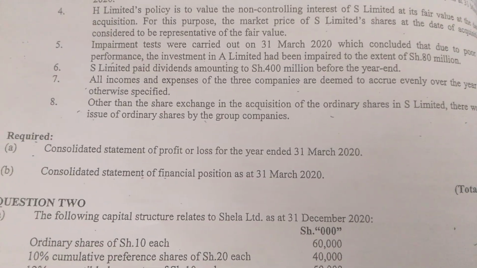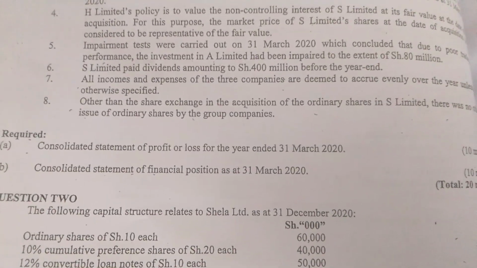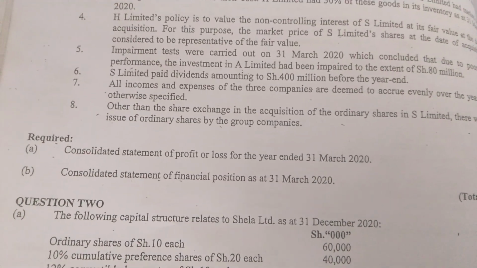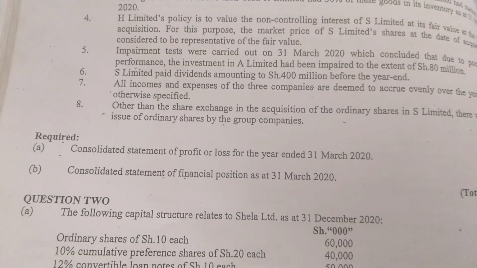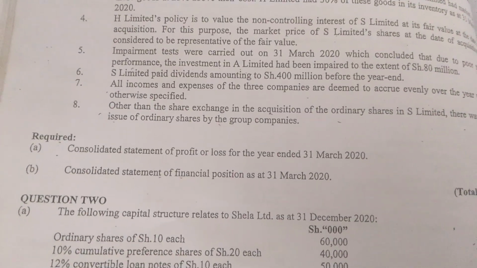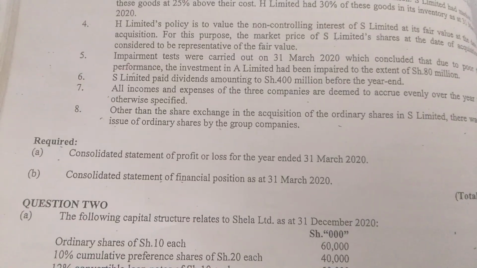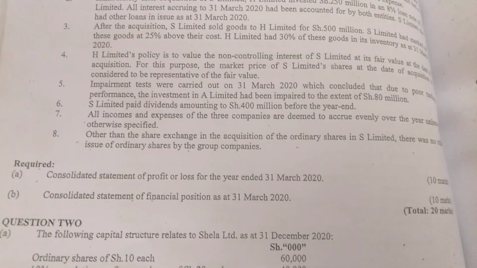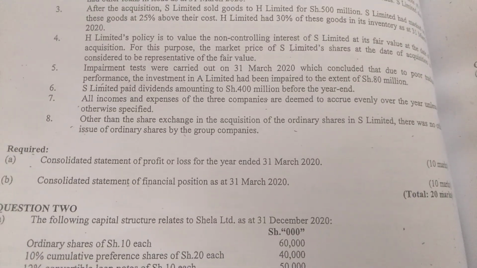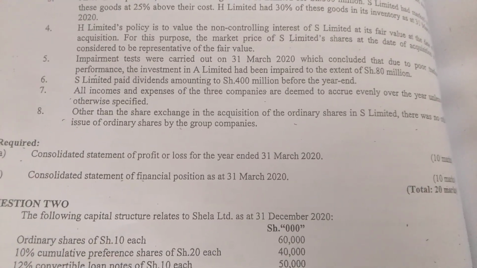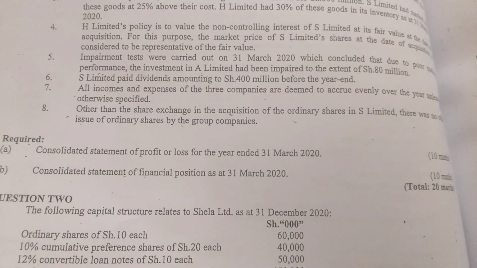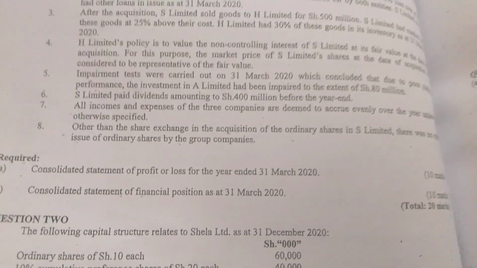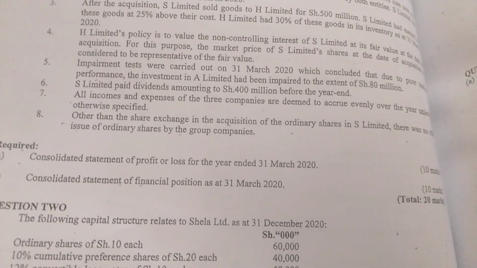Number 6, S Limited paid dividends amounting to shillings 400 million before the year end. Number 7, all incomes and expenses of the three companies are deemed to accrue evenly over the year unless otherwise specified. Number 8, other than the share exchange in the acquisition of the ordinary shares in S Limited, there was no other issue of ordinary shares by the group companies required.